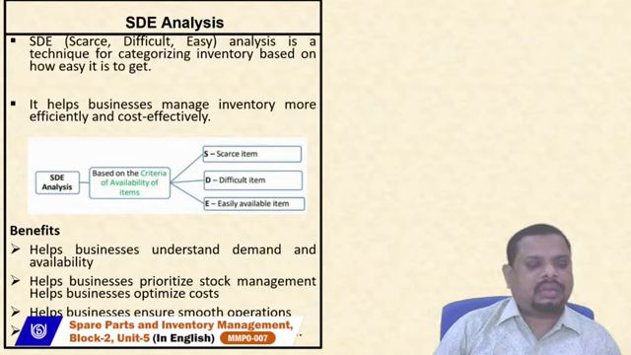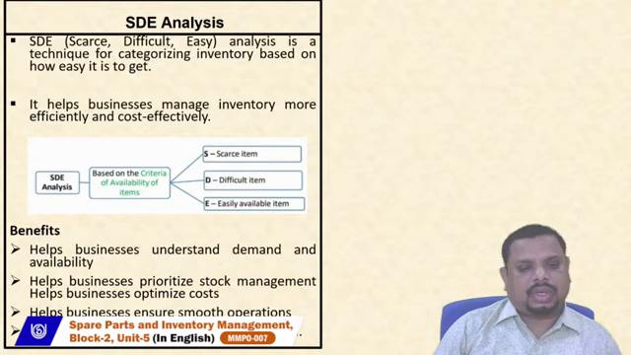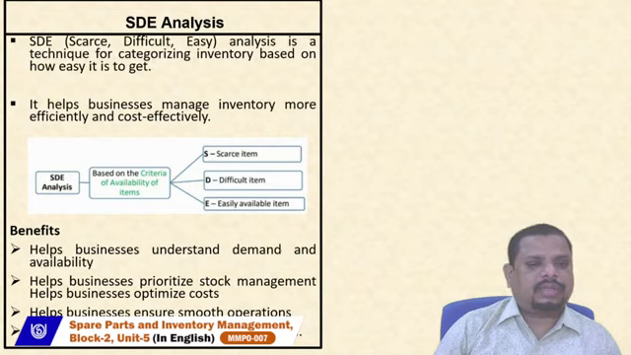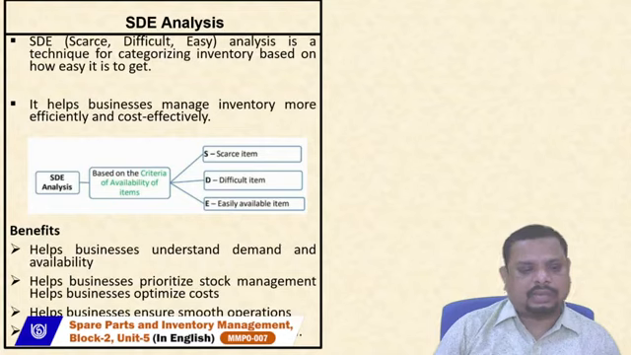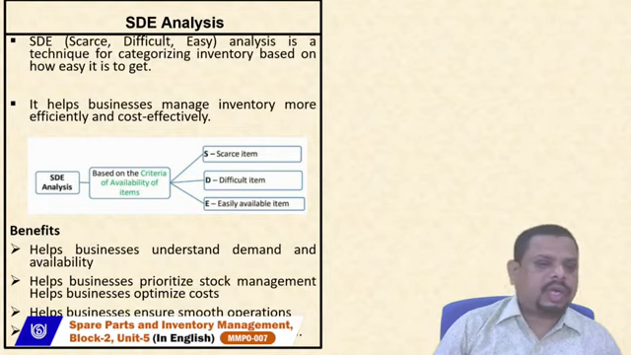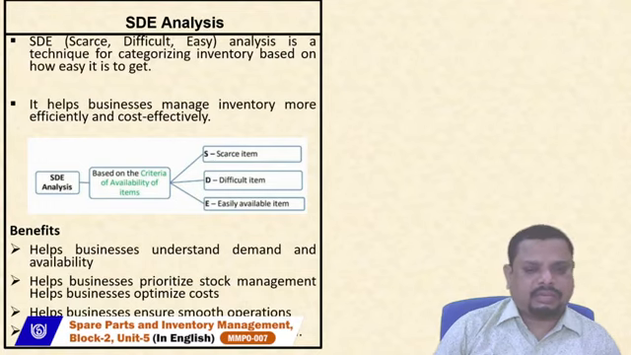The first one is it helps the business to understand the demand and availability. For example, if the engine component is not available, this comes under scarce items. The next one is chain sprockets. Without them, it is difficult to drive the bicycle, so these are difficult items. And in case of easily available items, for example, the tires, tubes, bolts and nuts, these are basically easily available.